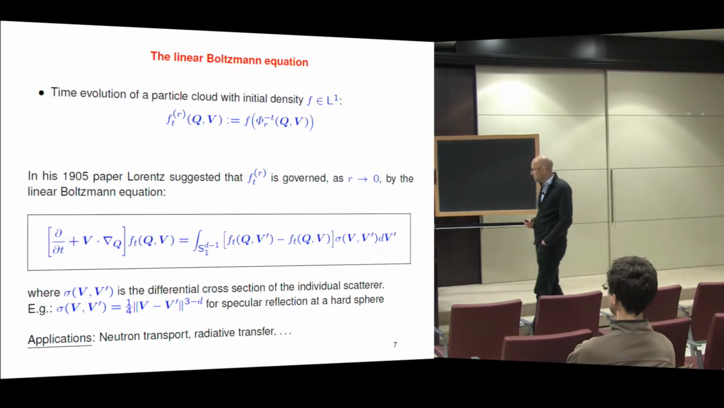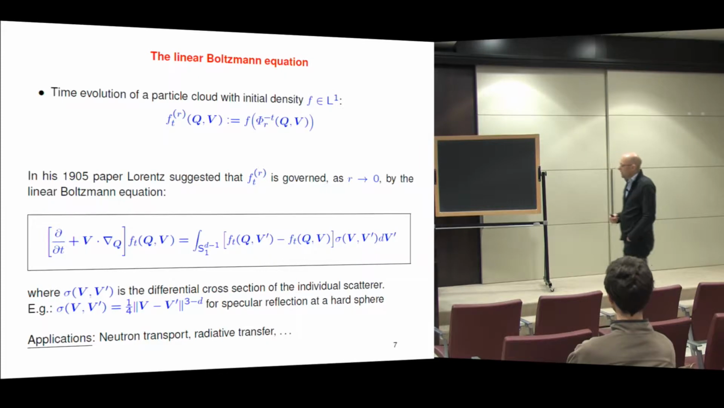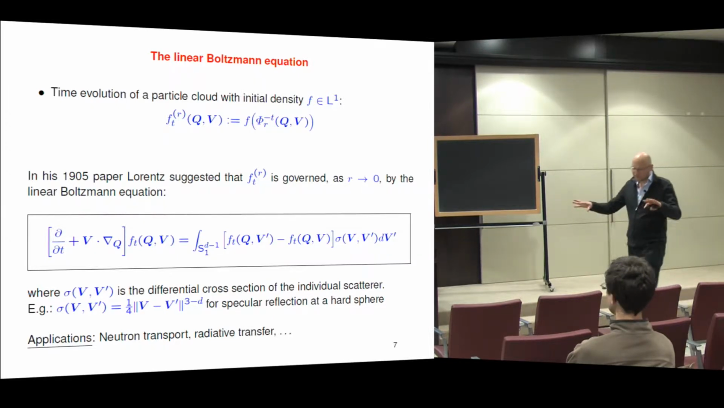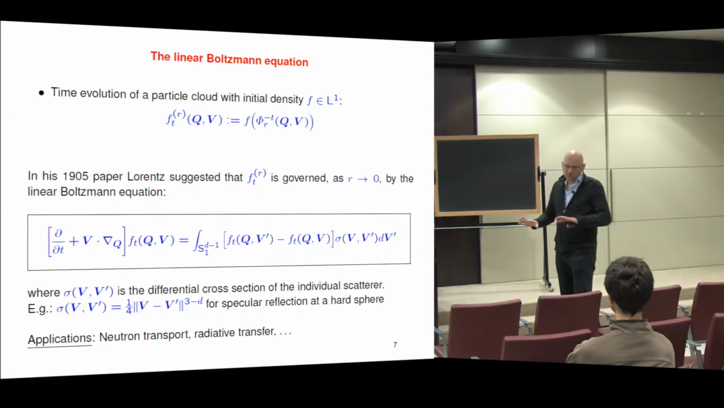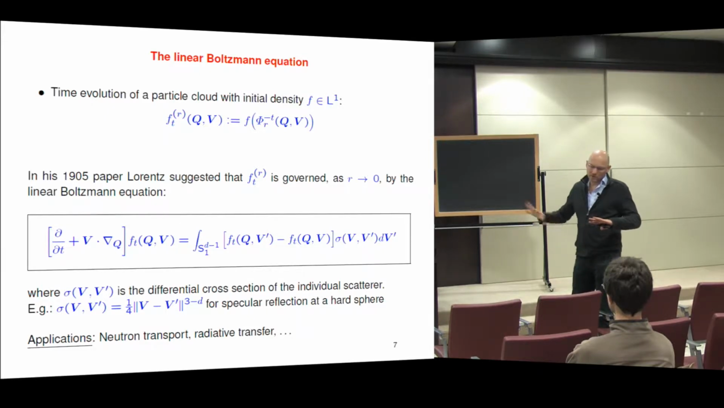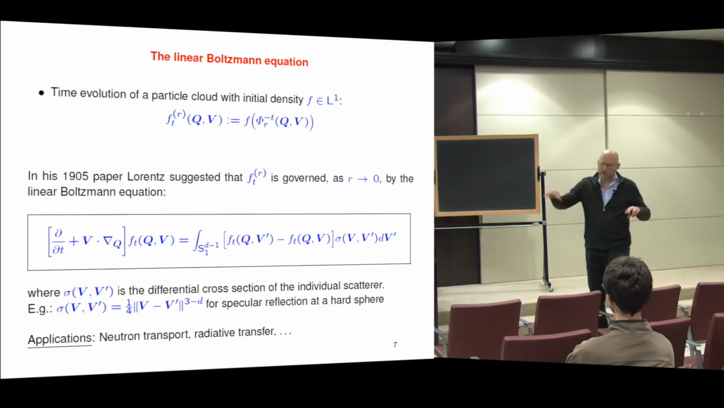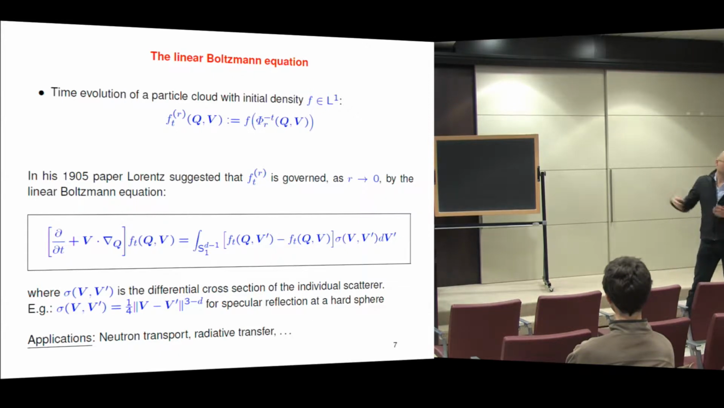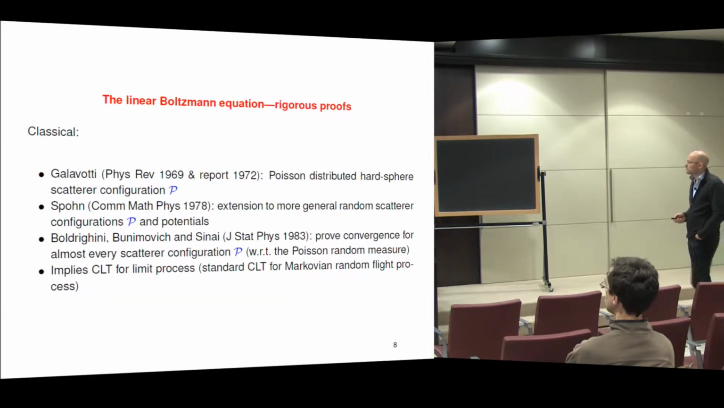This equation has found enormous amounts of applications. It describes, for instance, neutron transport in nuclear reactors. It describes radiative transfer, many other things. For instance, also I've seen a paper where people use it to model water waves in the ocean in the presence of ice planks, which are the scatterers modeled by the linear Boltzmann equation.